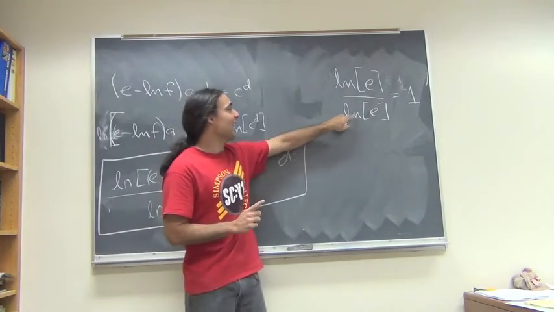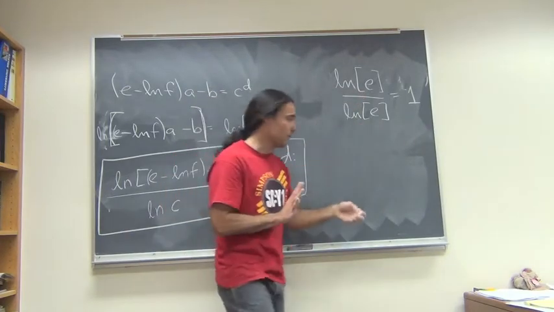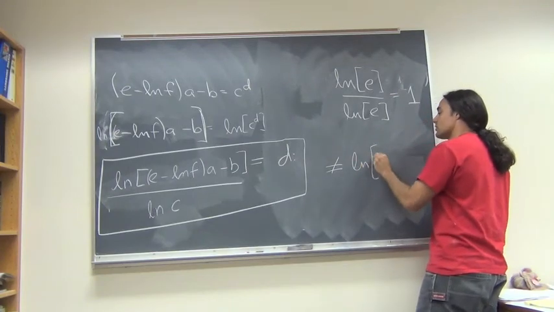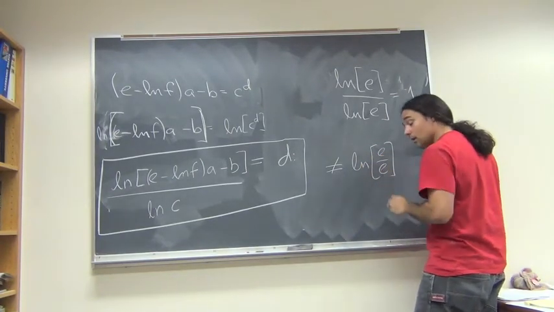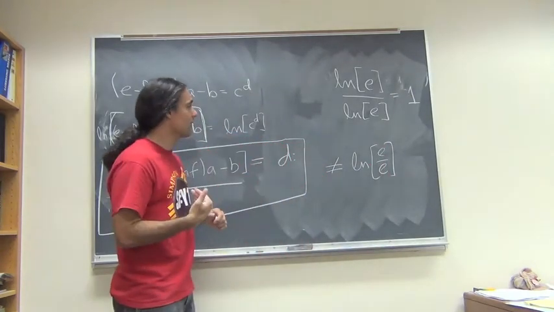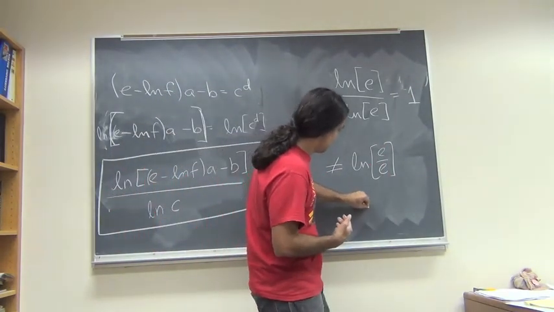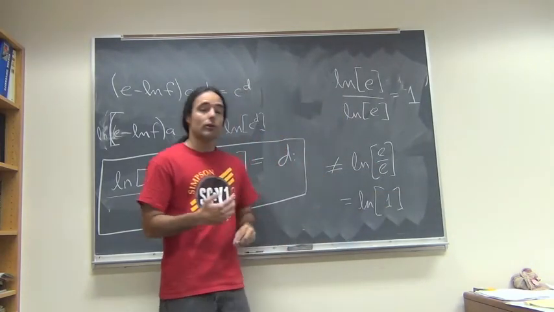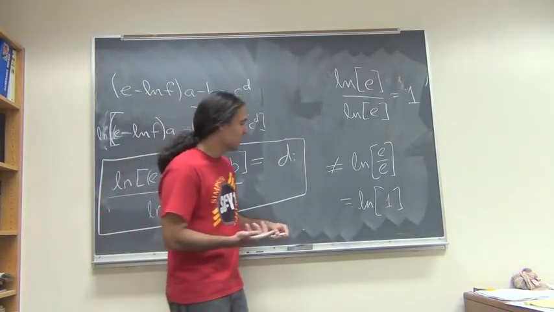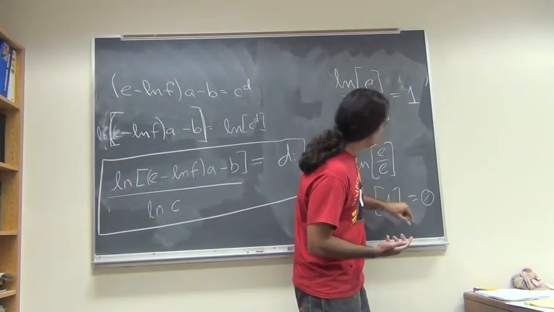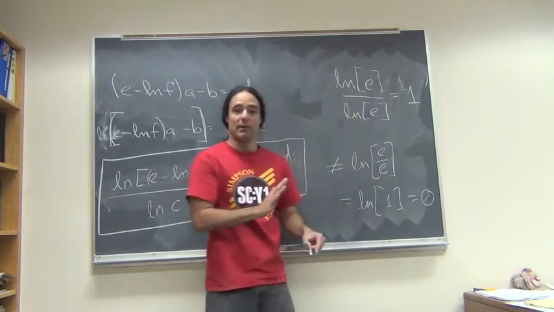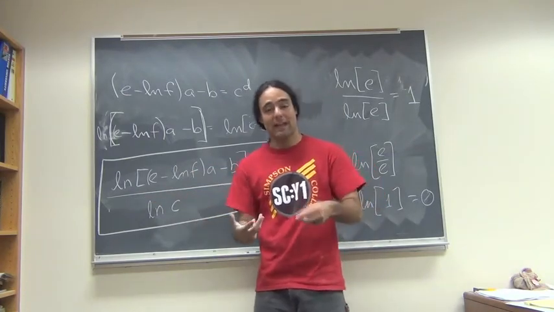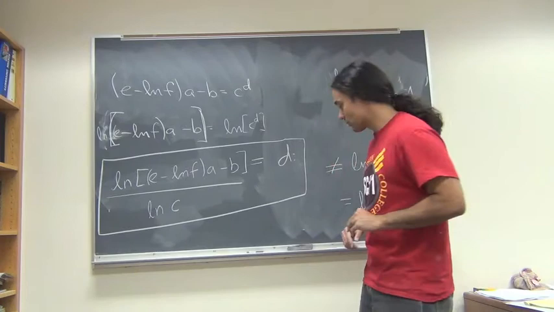So the thing I can't do is take one big logarithm. This is not the same thing as log of just e over e, because again, anything divided by itself is 1. So e over e is just going to be 1. What's the log of 1? Well, e to what power is 1? That's just going to be 0. So this does not equal that. These two things can't be the same. So I really do have to keep a logarithm up top and a logarithm on the bottom. I can't just combine the two. Just a little algebraic aside.